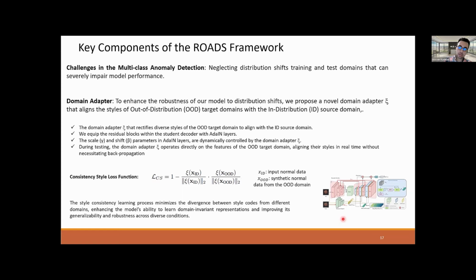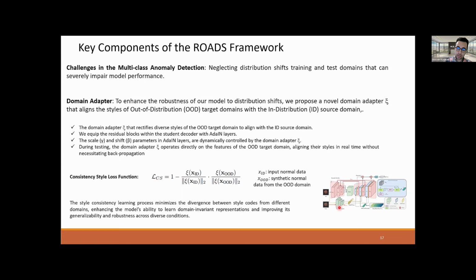So our idea is that we incorporate these layers into our decoder, and then we try to adjust these style codes so that we make our decoder robust against different distribution shifts. So how do we do that? To do that, we use a domain adapter.